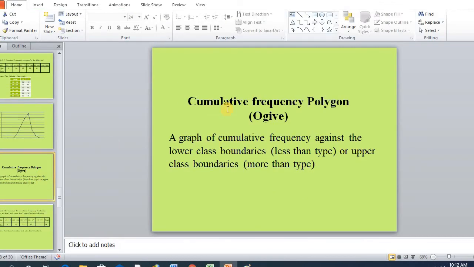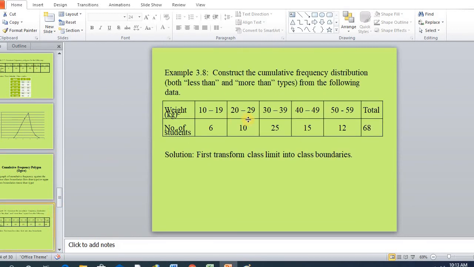Next we have the cumulative frequency polygon and ogive, the Latin word ogive. A graph of cumulative frequency against the lower class boundary, less than type, or upper class boundary, more than type, is called a cumulative frequency polygon. Example: construct the cumulative frequency distribution, both less than and more than type, from the following data.